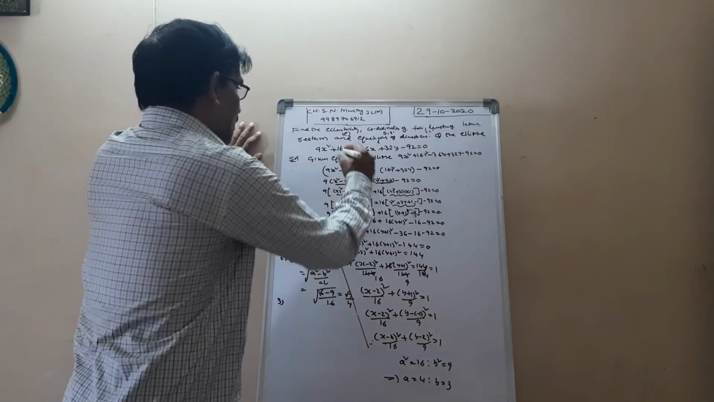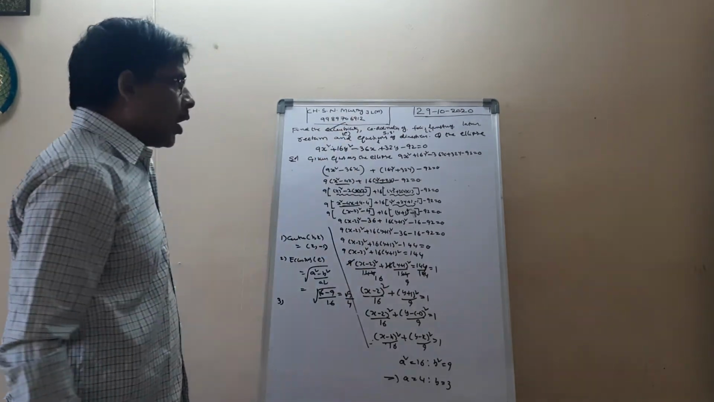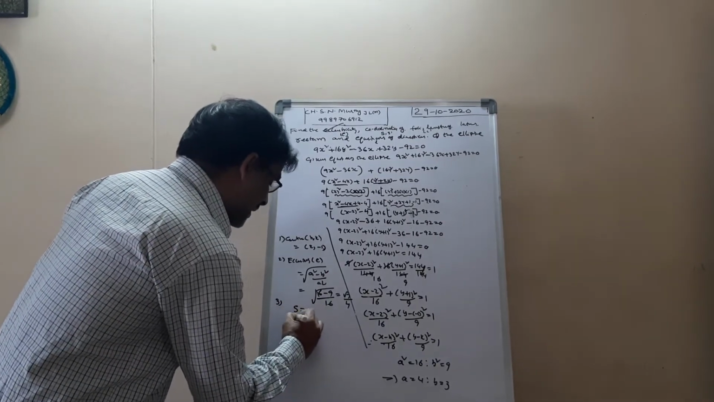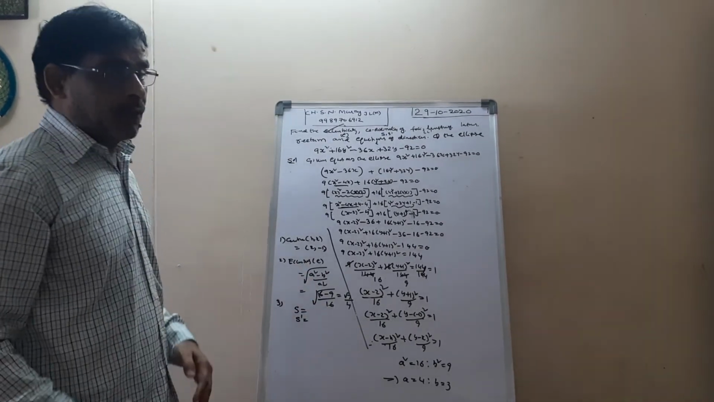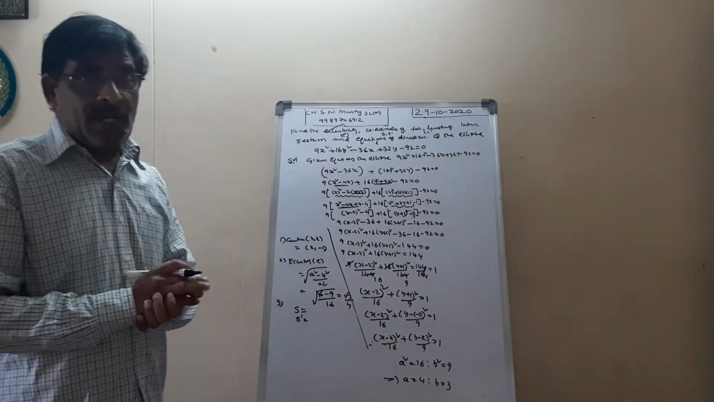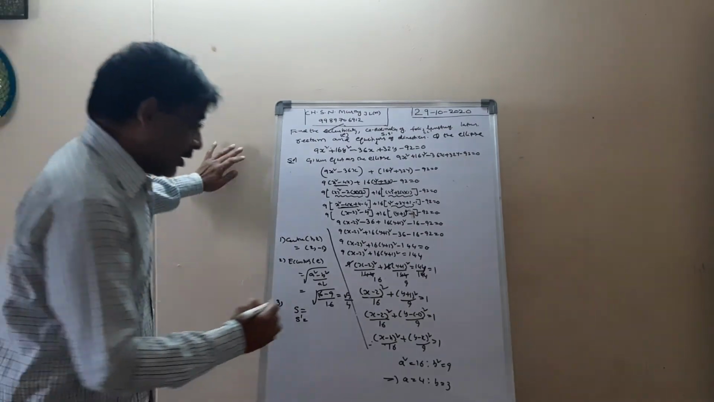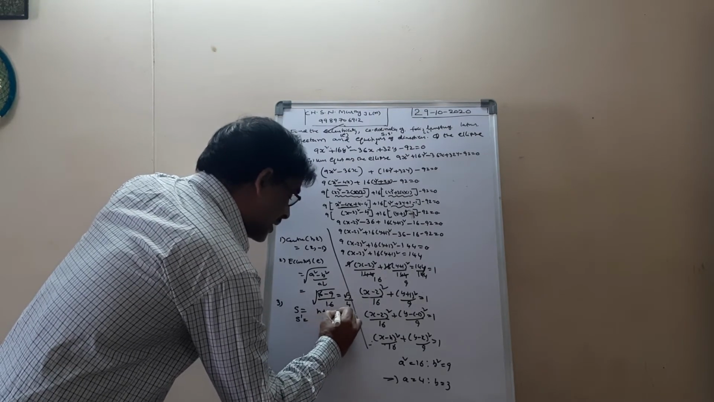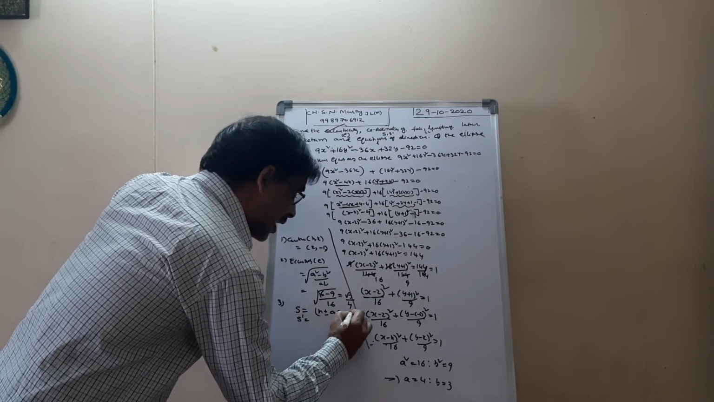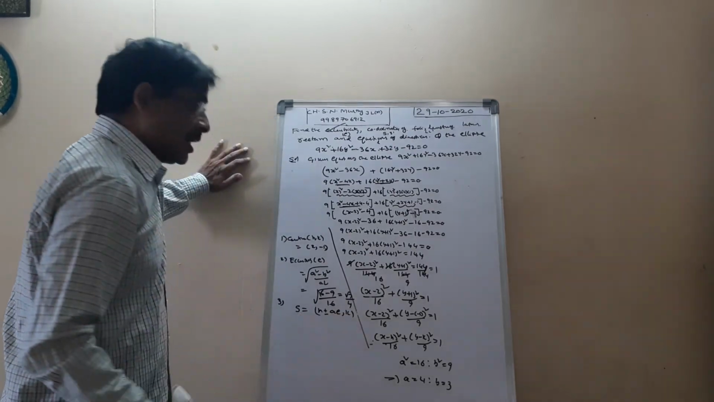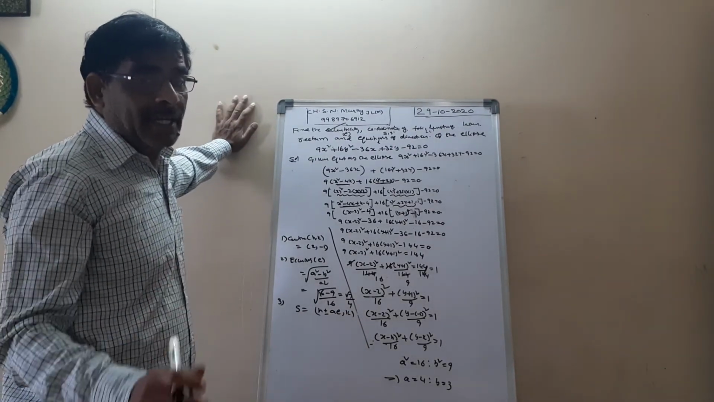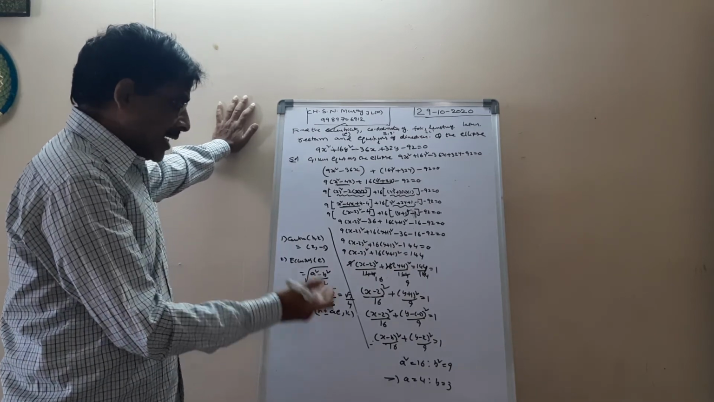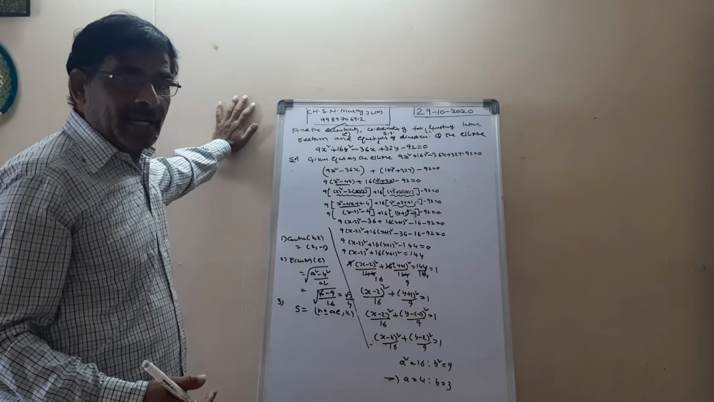Eccentricity is over. Next, coordinates of foci. The coordinates of foci are S and S dash. You know, the foci are (h ± ae, k). One is (h + ae, k). Second one is (h − ae, k).